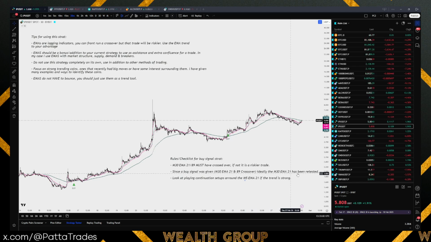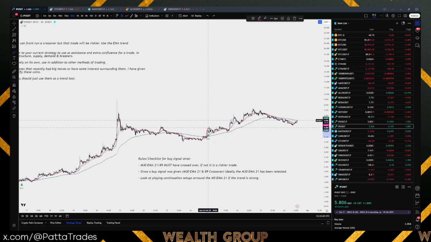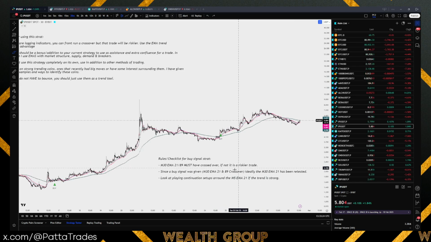Ideally, the M30 EMA 21 has been retested as well. This is not necessary, but it is a nice addition. What I mean by that is once you get the buy signal, it's quite nice to see the EMA 21 get retested and bounce, because then from there you usually see a trend. Sometimes the EMA 21 does not get retested and it will just break away from it, but a lot of the time it does.